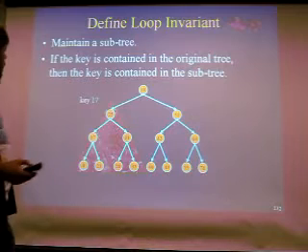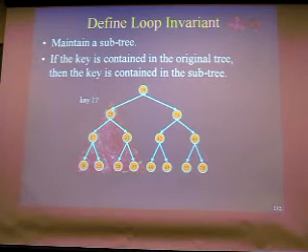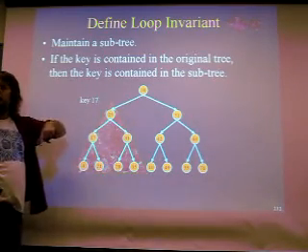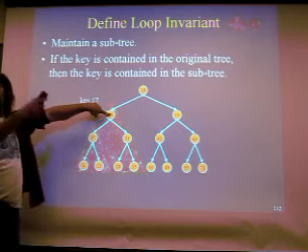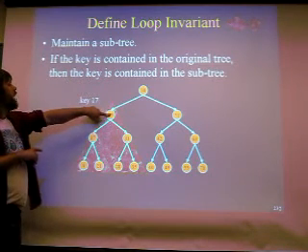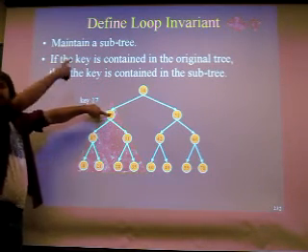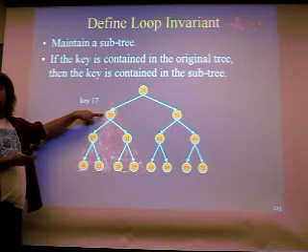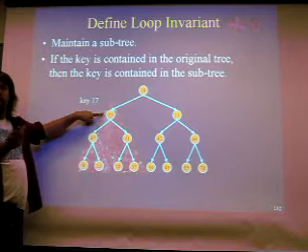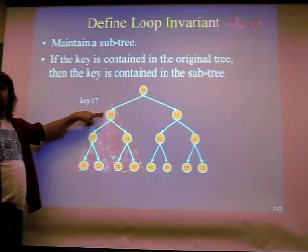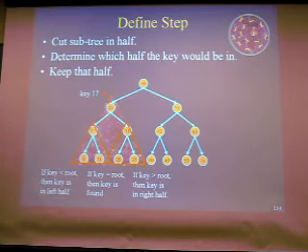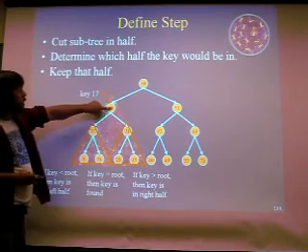All right, so what's our loop invariant? It's going to be the same: we're maintaining a subtree. We have our finger on a node here, and our loop invariant says that if the key is anywhere in the tree, it's somewhere in this subtree. Everybody with me here? Am I going too fast? All right, and now you need to make progress while you compare it with this key.